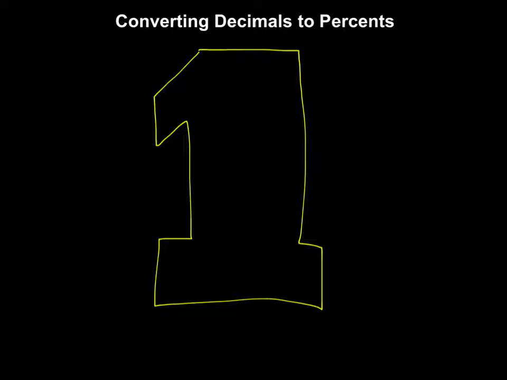Now, since we want a percent as an answer, we need to think about what percent is also a form of 1. And the only percent that is a form of 1 is 100%. So we're going to multiply by 100%.